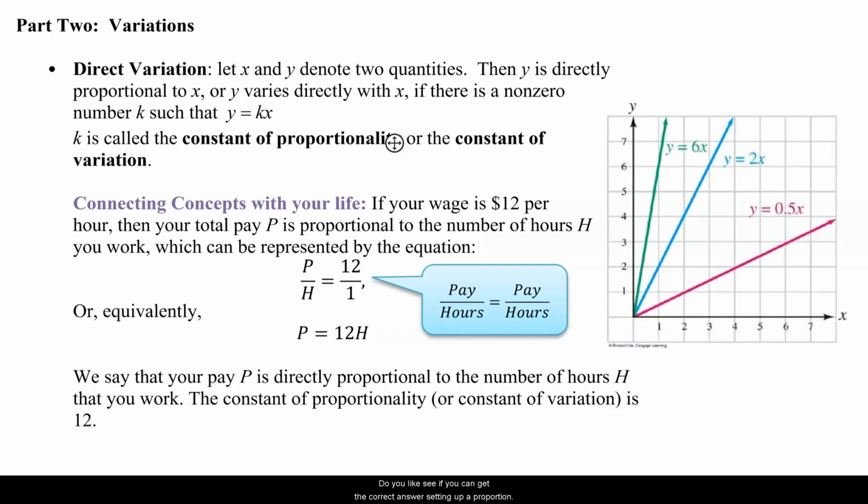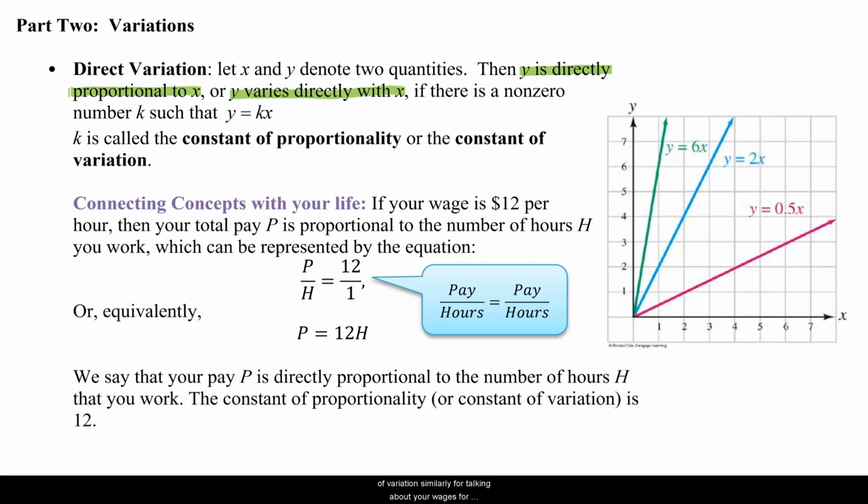Now let's talk variations. There are 3 different types of variations that we're going to look at. The first one is called direct variation. X and Y are 2 quantities, and we say that Y is directly proportional to X, or Y varies directly with X, if there is a number K, not 0, such that Y equals K times X. So there's some number times X that will give you Y. This is what we mean by direct variation. K is called the constant of proportionality, or the constant of variation.